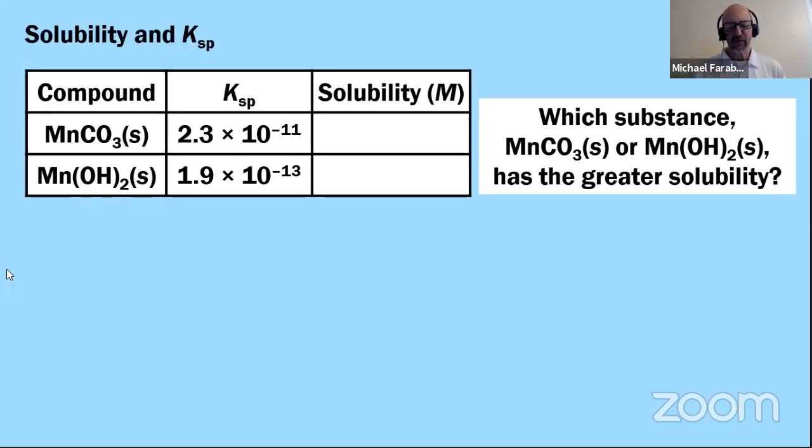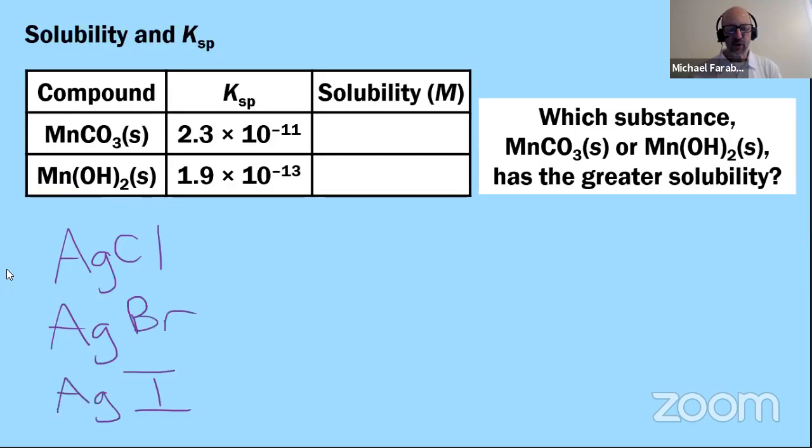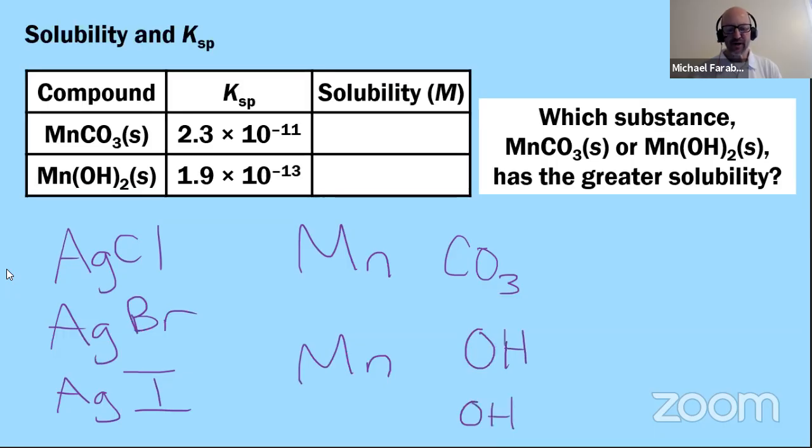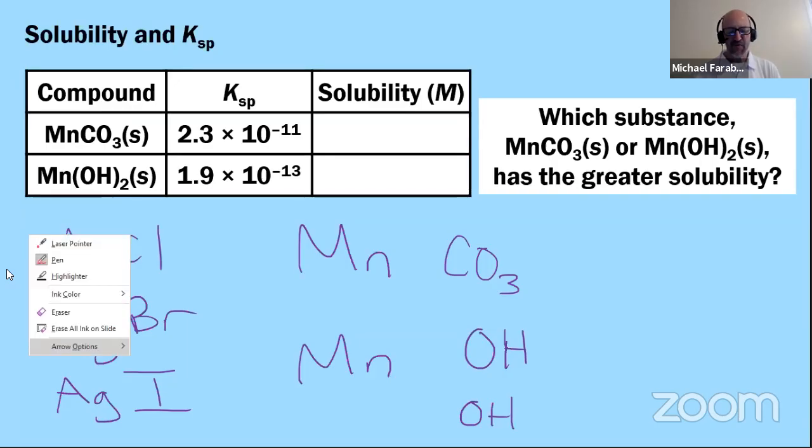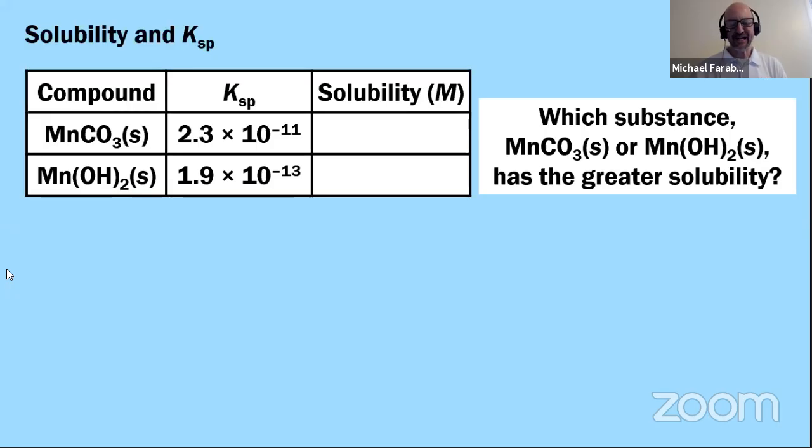Now, it's not really fair for a teacher to ask a trick question, but this is completely a trick question, and here's why. We had in the earlier comparison silver chloride, silver bromide, and silver iodide. They were all a 1-to-1 ratio between the cation and the anion. Here we have manganese and carbonate, and we have manganese and hydroxide. So that's a 1-to-2 comparison versus a 1-to-1 comparison. So that's not a good or fair comparison. Therefore, this is potentially a trick question.